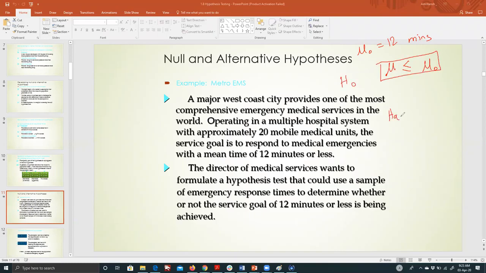What is your HA? See, HA and H naught right now are mathematically opposite of each other. Yes or no?